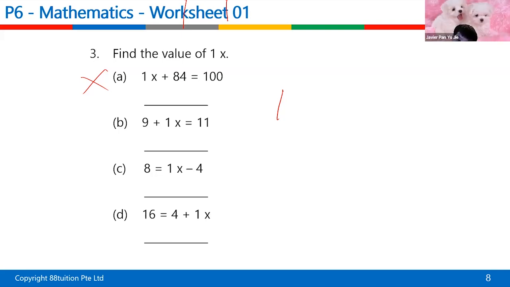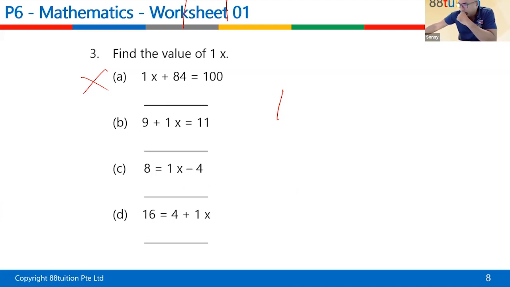12. Correct, because 1x is the same as 1 times x. So 1 times 12 gives you 12. 12 minus 4 is 8. All right. So that's it. And that's correct. Answer for C is 12.